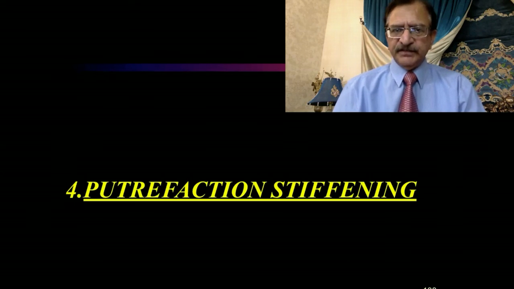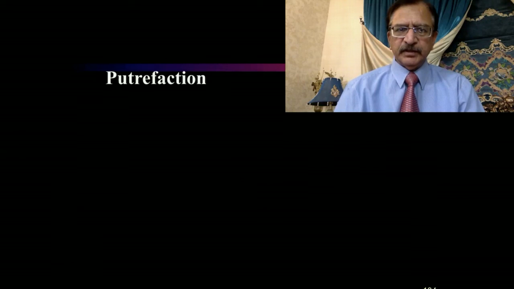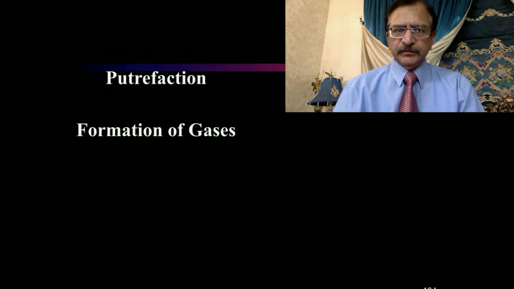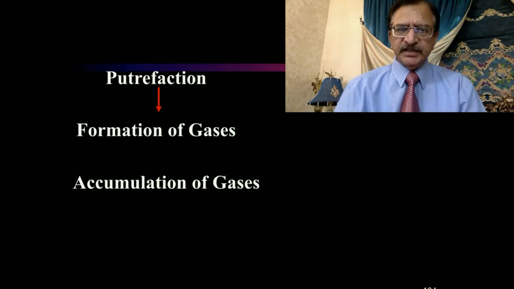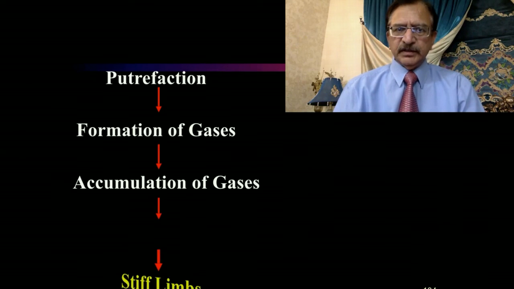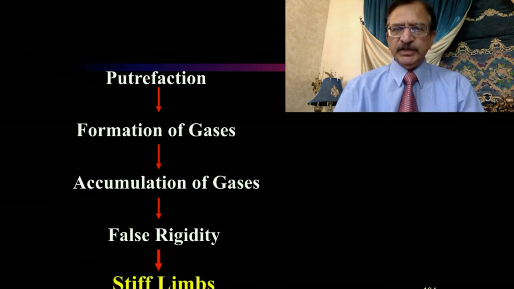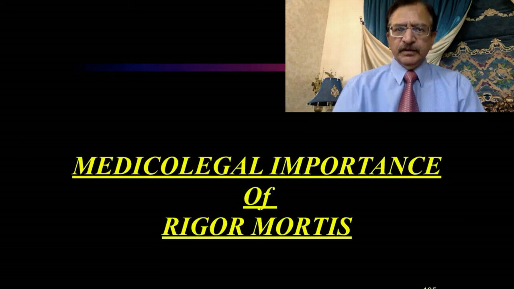Then the putrefaction stiffening. This stiffening is because of the accumulation of putrefactive gases, and this stiffening is false stiffening. There is formation of gases in putrefaction, and accumulation of these gases will cause a stiff limb, which is a false rigidity. The rigidity of putrefaction can easily be differentiated because there will be a foul smell and other features of disintegration will be seen.